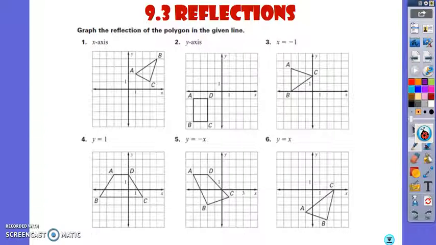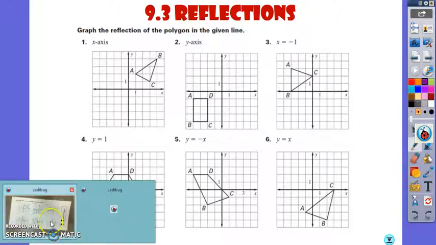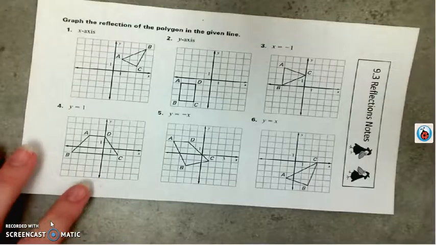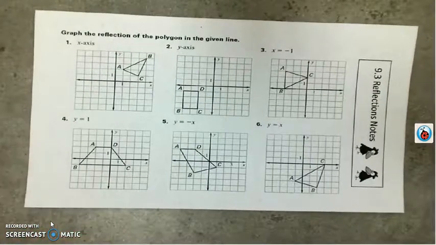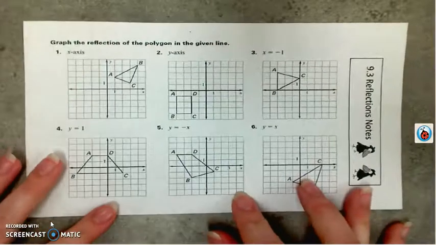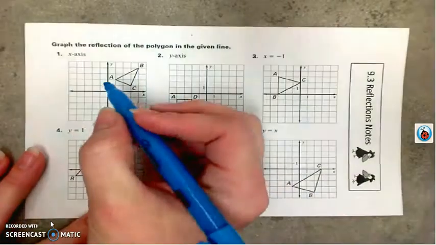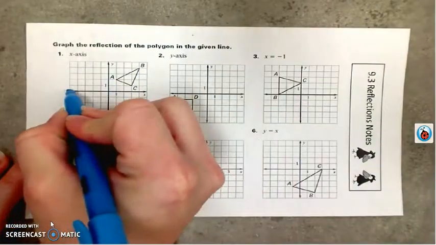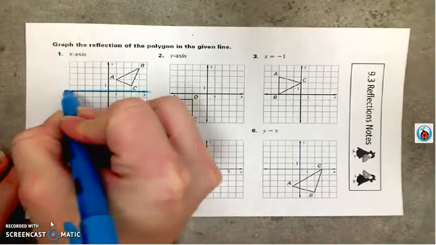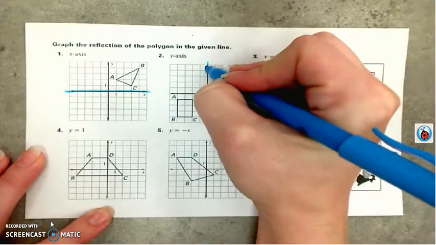So when we go to your notes for the day, if you could take out your note sheet, the first thing that we're going to do is figure out what our fold line is, and then we're going to recreate that little art project. So let's quickly go through these and find where our fold lines are. Number 1 says the x-axis. That's our fold line. Number 2 is the y-axis.